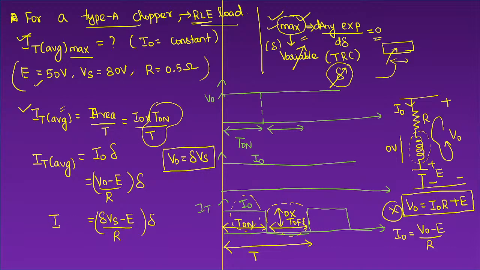So now this is the average value of the thyristor current. But the question is, what is the maximum value of the average value of the thyristor current? How should I obtain it, sir? So let me expand this expression. Let's see what will happen if you further expand this.